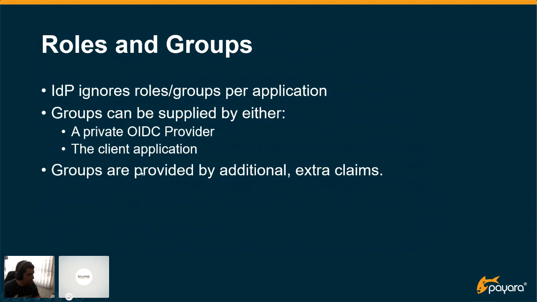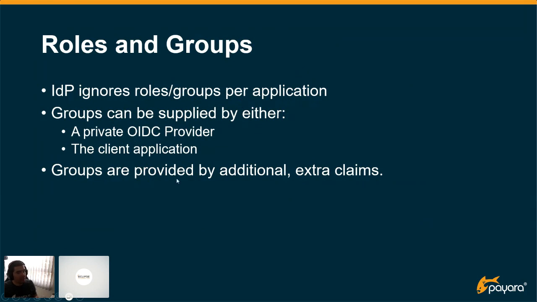An important thing about all of this is roles and groups. The way that OpenID providers work is that you can configure a user that belongs to a set of roles or groups, but usually they don't know what the roles or groups are per application. That is usually something that you can do through an extension, or you can configure on the client application itself, or you can do that through a private OIDC provider. You can configure an external provider that will also know that, but that will sometimes be a convoluted solution.